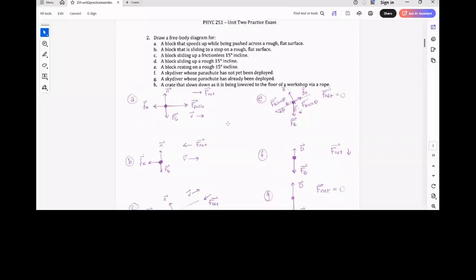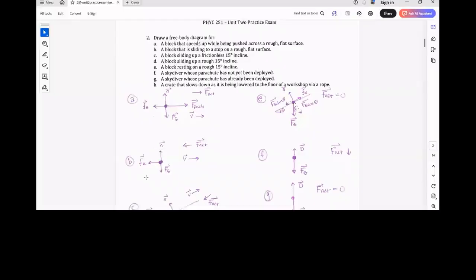B, what if we have a block that's sliding to a stop on a rough, flat surface? Well, this is kind of similar to the scenario from problem number 1, where we know that our object is in motion. So if we arbitrarily choose to say that the direction of the velocity is toward the right or forward, that means that the kinetic friction vector has to be opposite that. So it's going to point toward the left.